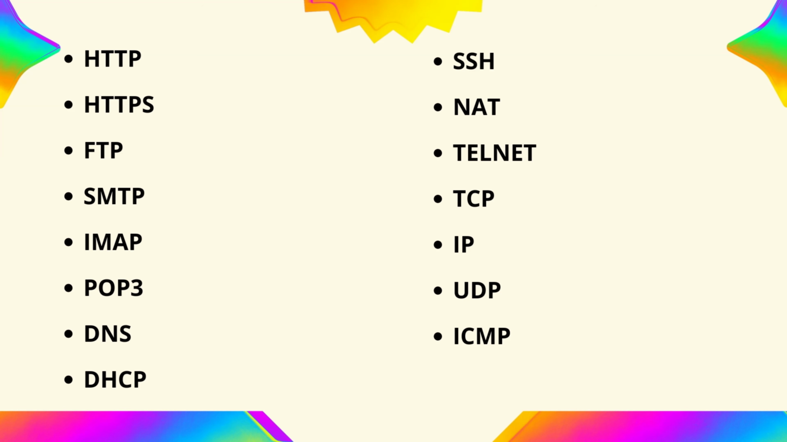DNS, Domain Name System. DHCP, Dynamic Host Configuration Protocol. SSH, Secure Shell. NAT, Network Address Translation. TELNET, Terminal Network. TCP, Transmission Control Protocol. IP, Internet Protocol. UDP, User Datagram Protocol. ICMP, Internet Control Message Protocol. Let's dive into each of these protocols to understand how they contribute to the seamless functioning of the Internet.